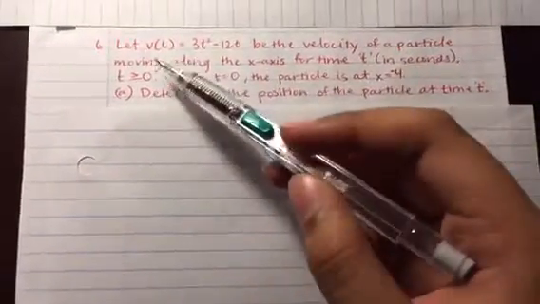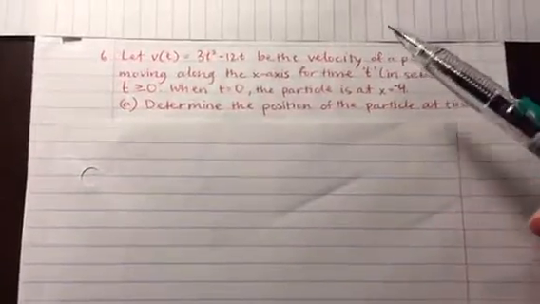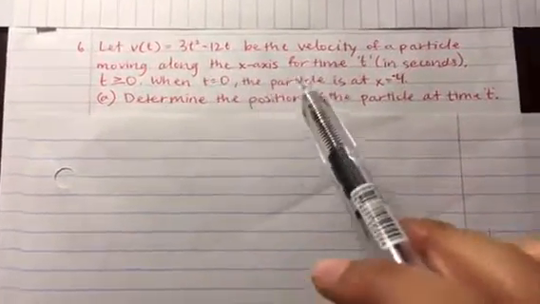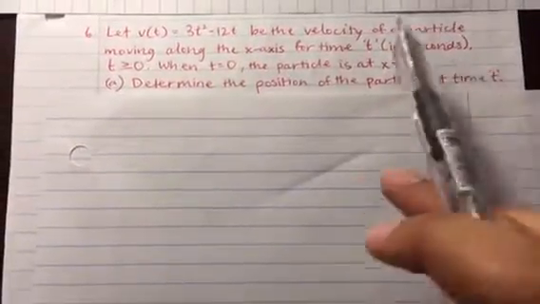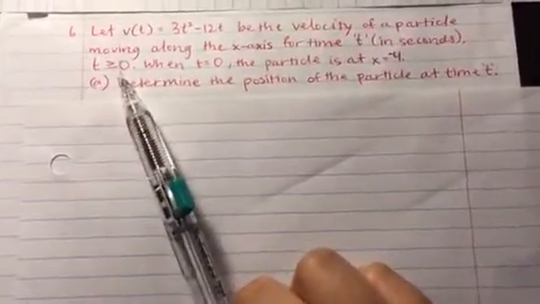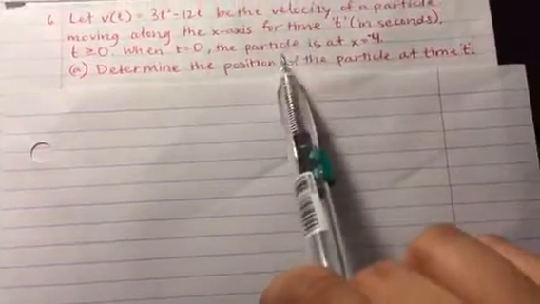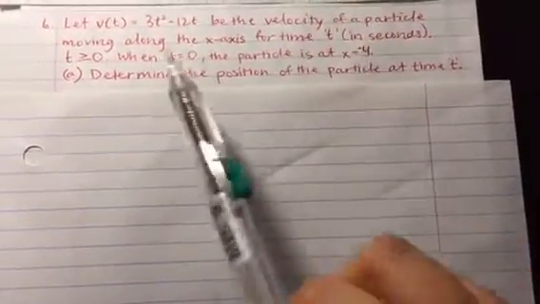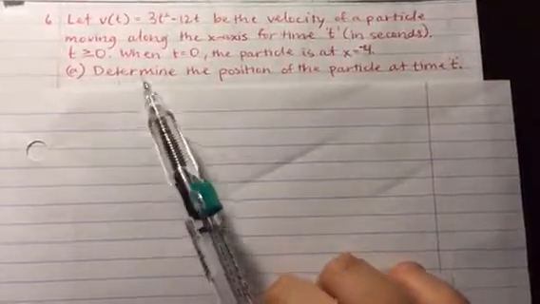For this problem, we have: let the velocity at this equation be the velocity of a particle moving along the x-axis for time t, which is in seconds, and t is always going to be positive. When t is 0, the particle is at x equals -4. Part A of this question says determine the position of the particle at time t. For this one, since velocity is the derivative of position, we're going to do the antiderivative to get the position formula.